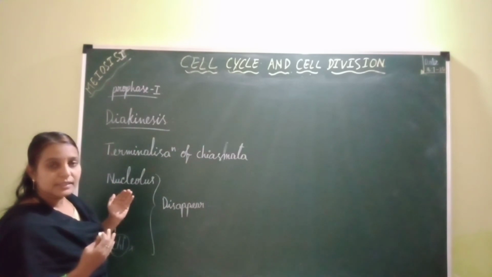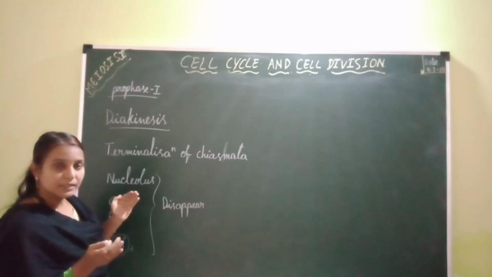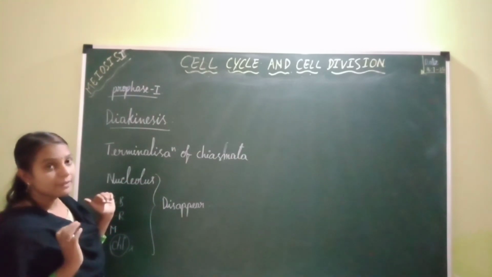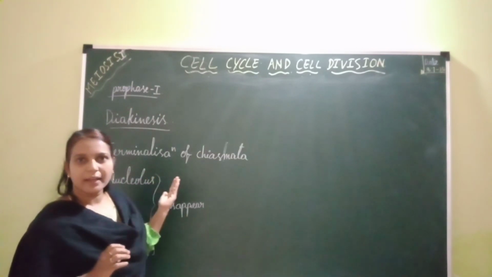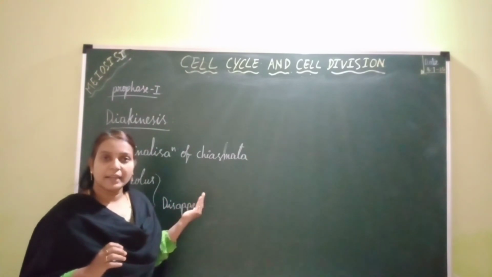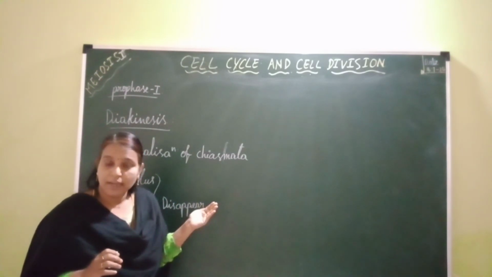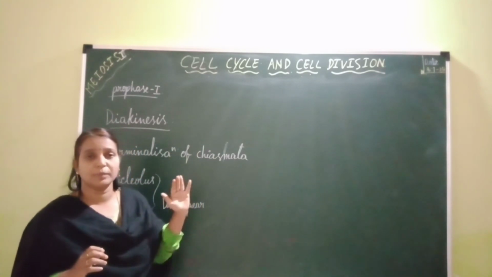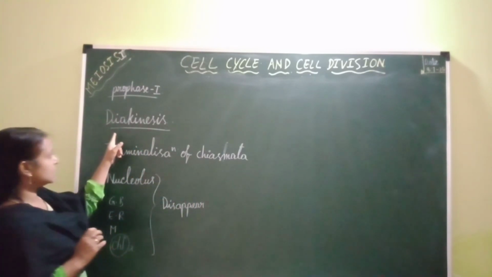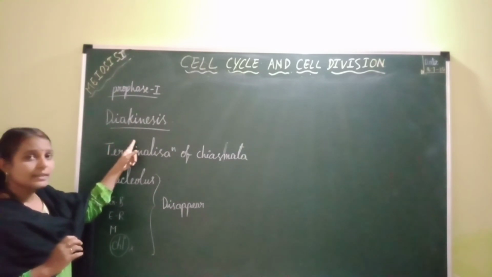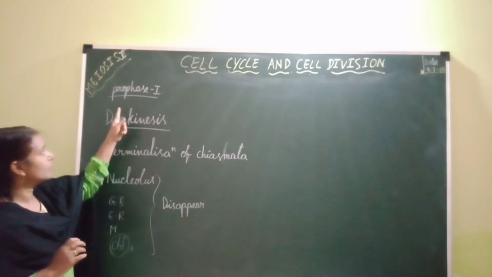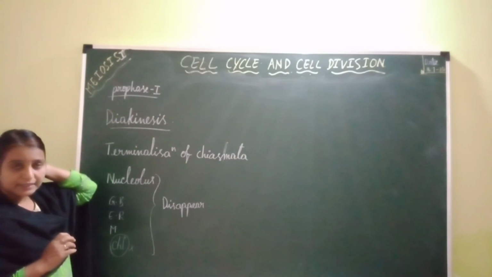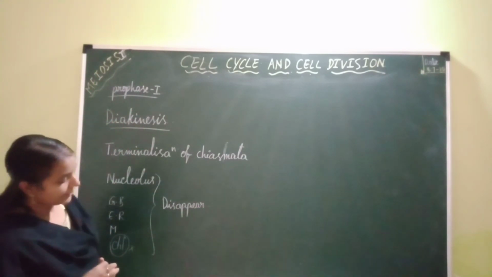So this diakinesis represents the transition phase from prophase-I to metaphase-I. By the end of diakinesis, formation of the spindle apparatus will be initiated, and by early metaphase-I, formation of the spindle apparatus will be completed. So diakinesis is a transition phase from prophase-I to metaphase-I. In the next class, let's start with metaphase-I.